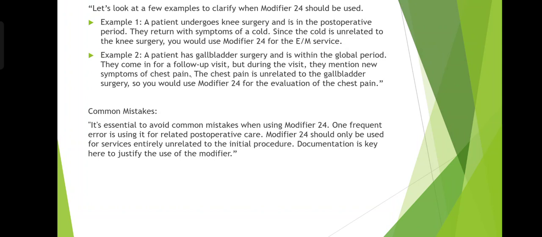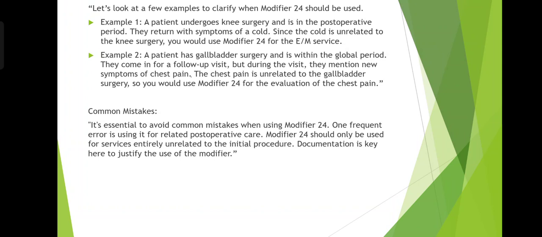A patient has gallbladder surgery and is within the global period. They come in for a follow-up visit, but during the visit they mention new symptoms of chest pain. The chest pain is unrelated to the gallbladder surgery, so you would use modifier 24 for the evaluation of the chest pain. So the gallbladder surgery already happened recently. Currently he is in the global period and came for the follow-up visit to the same physician.